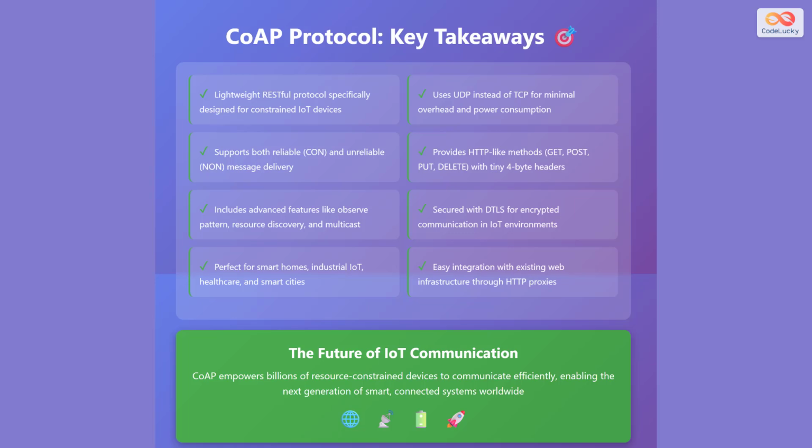The protocol provides HTTP-like methods including GET, POST, PUT, and DELETE, but with tiny 4-byte headers instead of HTTP's bulky headers. CoAP includes advanced features like the observe pattern for real-time updates, resource discovery for automatic device detection, and multicast for efficient group communication. Security is ensured through DTLS for encrypted communication in IoT environments. The protocol is perfect for smart homes, industrial IoT, healthcare, agriculture, smart cities, and energy management applications.